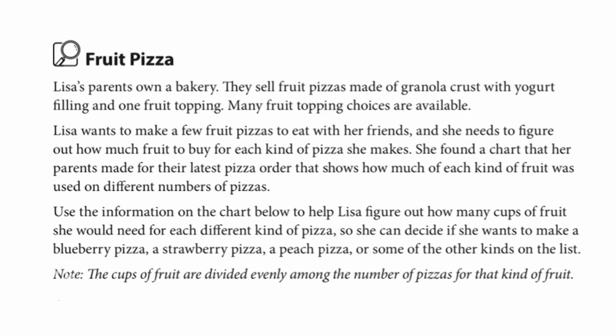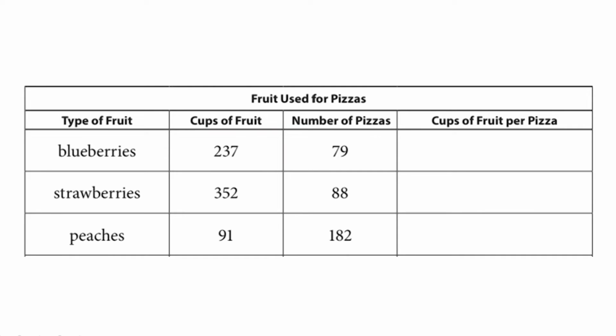Let's go ahead and take a look at that chart. So here's what she found. Now keep in mind that this is a bakery, so they are ordering lots of fruit, making lots of pizzas. She just wants to make one. So for blueberries, they found that 237 cups of fruit made 79 pizzas. For strawberries, 352 cups of fruit made 88 pizzas. For peaches, 91 cups of fruit made 182 pizzas. But she just wants to know how many cups of fruit for one pizza.